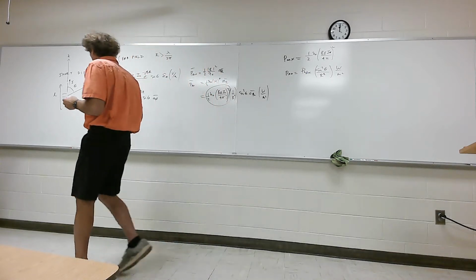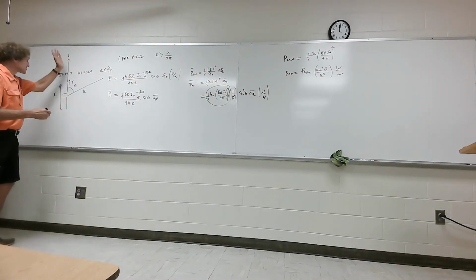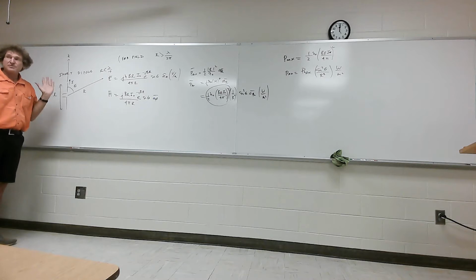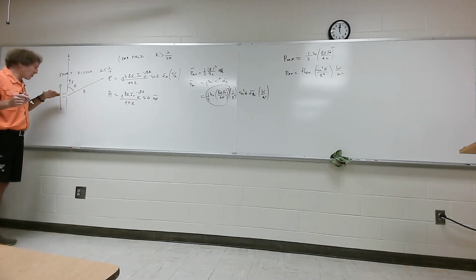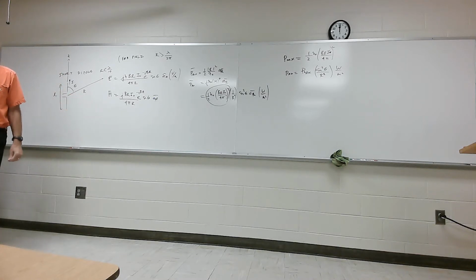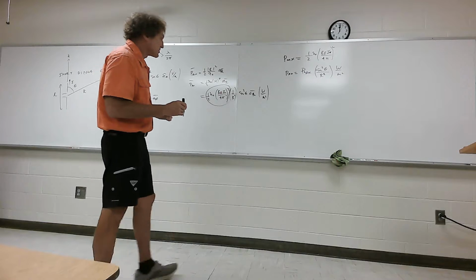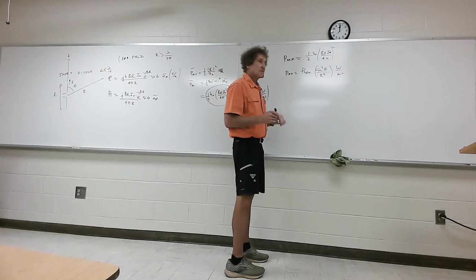What it's really telling you is that nothing's radiating straight up or straight down. It's all perpendicular or broadside to the antenna. Can everybody follow me on that? And this is a short dipole. It'll hold true for a half-wave dipole too. So that's the average power density.